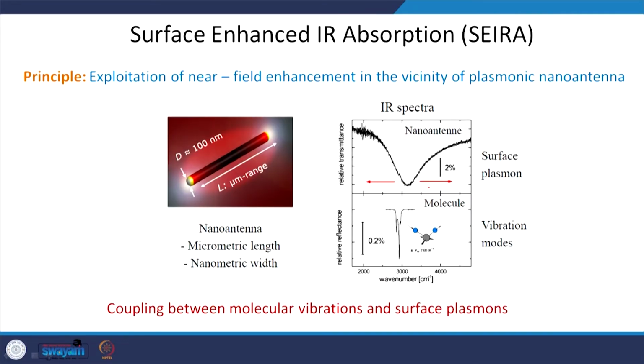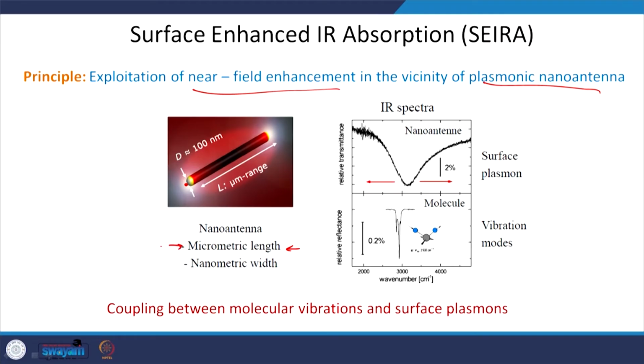Surface enhanced IR absorption also works on the same principle, as for surface enhanced Raman spectroscopy and surface enhanced fluorescence. So, you have this near field enhancement in the vicinity of plasmonic antenna. If you bring a molecule here, it will experience enhanced electromagnetic field. So, its absorption cross section gets increased. It is not absorption cross section, but since it is experiencing enhanced electric field, it has enhanced absorption.